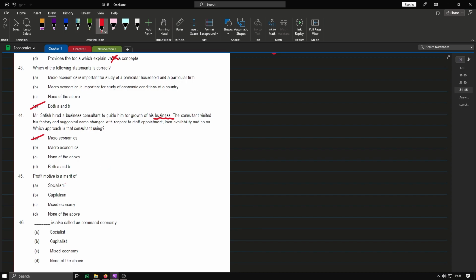Question 45. Profit motive is a merit of, we saw this in the previous question. It is a merit of capitalism. Question 46. Dash is also called as command economy. So here they are given mixed economy, capitalist economy, and socialist economy. Why is it not mixed economy and capitalist economy? Because in capitalist economy, it's the consumers' preferences that matter and government does not intervene. In mixed economy, government intervention is merely a part. Both private entrepreneurs and government take part in the economy. So it's not command economy. So socialist economy is the right answer. Because in socialist economy, all the businesses are owned by the government. So it's basically a command economy.